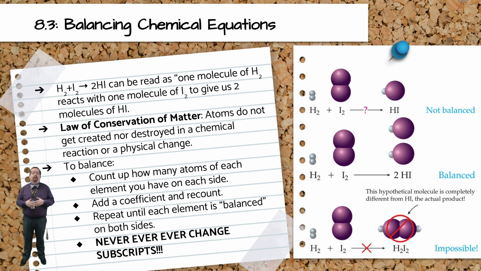So if you want to balance your equation, which you need to do so our reactions are appropriately expressed and follow the law of conservation of matter, you simply count up how many atoms of each element you have on each side of your equation. Figure out if any of those elements are not balanced, add a coefficient where you need to, recount your atoms, and keep adding coefficients and recounting until all of your elements are balanced. And remember, we never, ever change subscripts, because that would change what substance we're talking about. Let's do some examples.